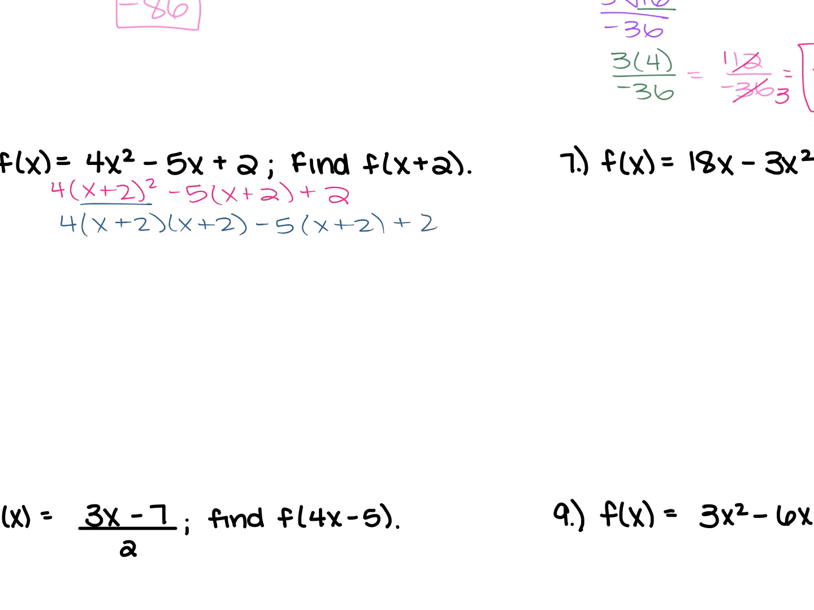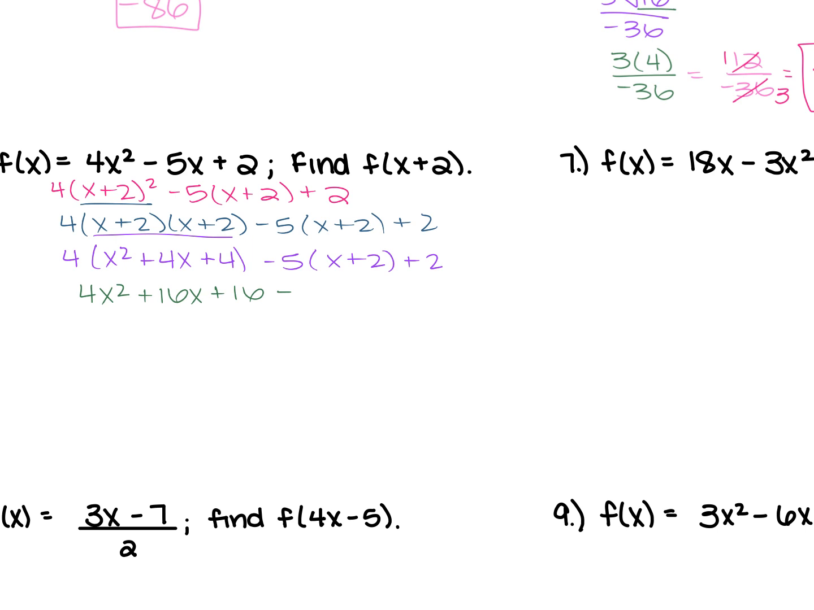So from here, we're going to multiply out, or FOIL, the (x plus 2) times (x plus 2). That gives us 4 times (x squared plus 4x plus 4) minus 5 times (x plus 2) plus 2. From here, we're going to distribute the 4 in and the negative 5 in. So 4 times x squared is 4x squared. 4 times 4x is 16x. 4 times 4 is 16.